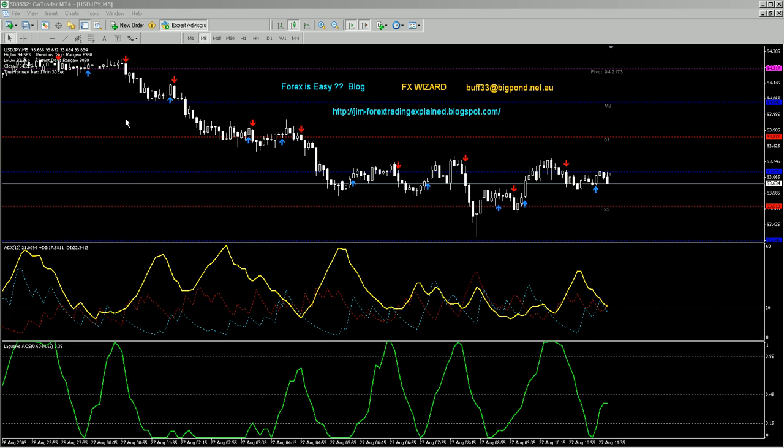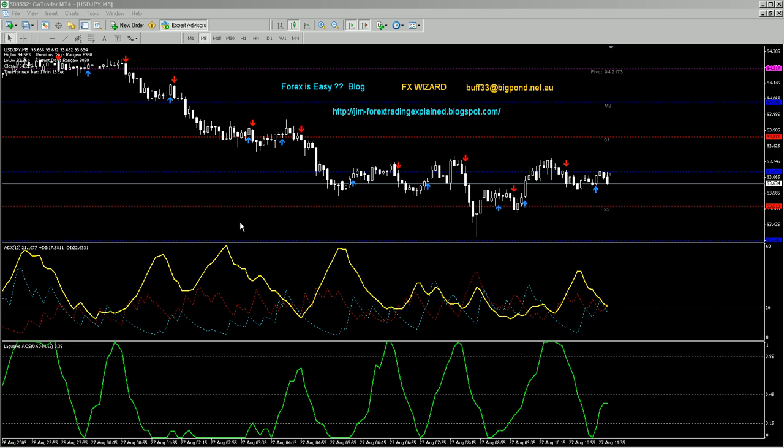Now we've talked about short-term and long-term trading. Well, this is just a continuation. This method, using a particular indicator called Average Directional Movement Index, or ADX, is quite good for trading both short-term and long-term.